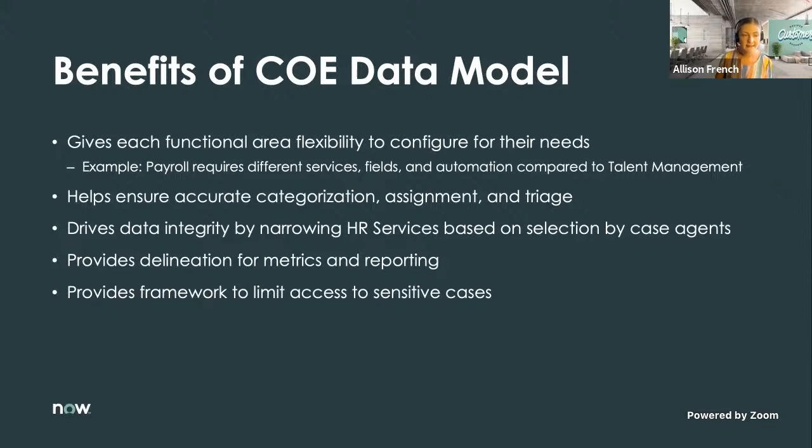The other thing to mention is that the COE data model also helps drive data integrity. So if we specifically think about this in the context of an HR agent, the HR services that are available for selection by an HR agent can be narrowed down and filtered by COE. So again, that just helps drive that data integrity. Another big thing to mention here is the fact that the COE data model also provides a line of delineation for your metrics and reporting. So this, of course, allows you to slice and dice your data. So let's say you want to see something at the HR service, topic category, topic detail, or COE level. It makes it easy to do that with this model in place.